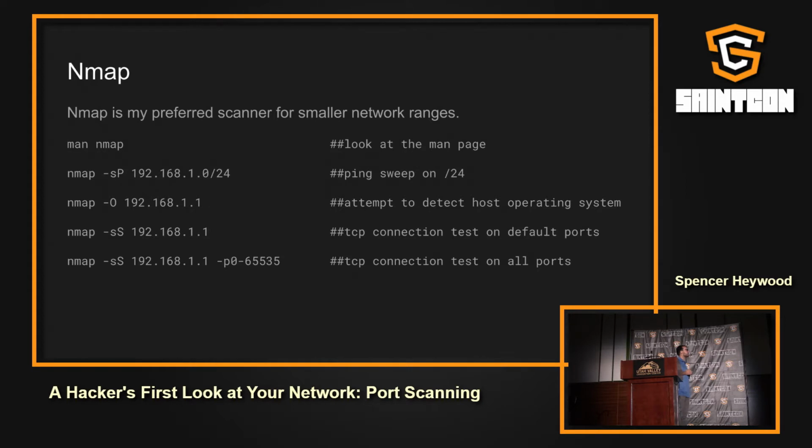The second is nmap -sP, and then the IP range that I want to do a sweep on. So s is scan, P is for ping. So I'll do a ping sweep on this /24 in this example.